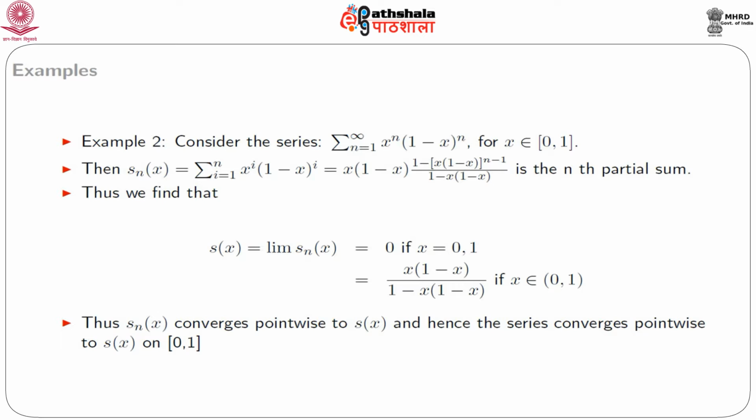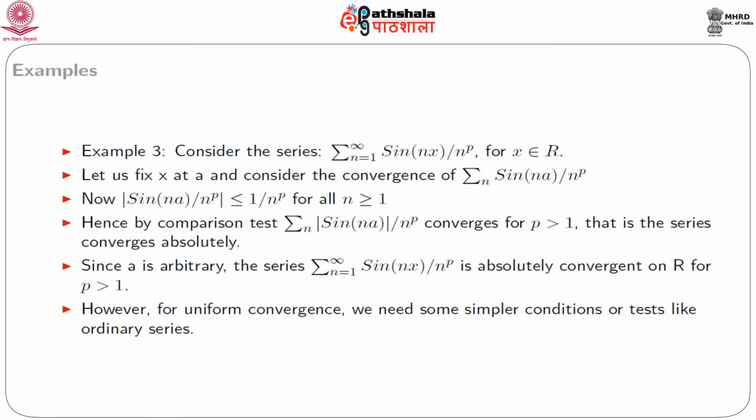Thus, it is easy to observe that the limit function of Sn(x) comes out as 0 if x equal to 0 or 1, and it is x multiplied by 1 minus x, whole thing divided by 1 minus x multiplied by 1 minus x if x belonging to the open interval 0 1. Thus, Sn(x) converges pointwise to S(x), and hence the series converges pointwise to S(x) on closed interval 0 1.